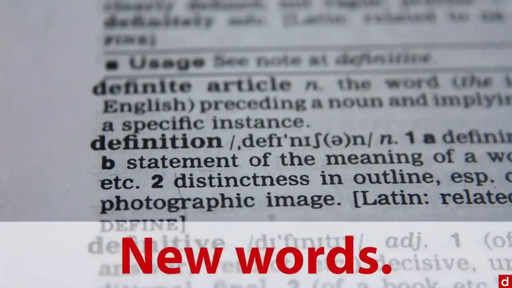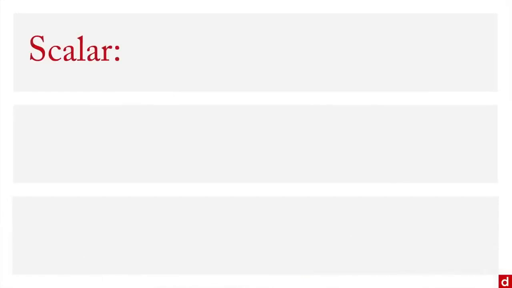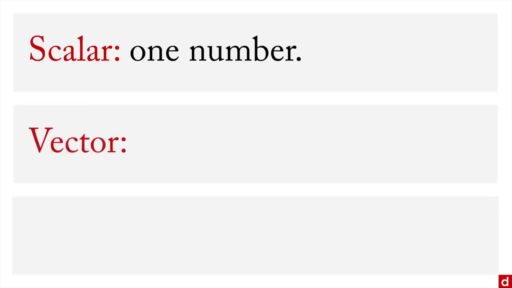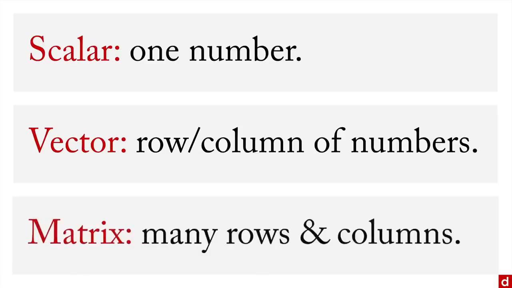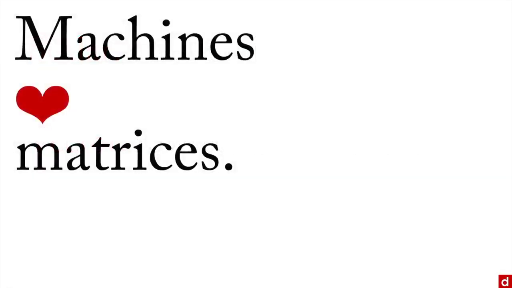Before we get started with matrix algebra, we need to talk about a few new words. Maybe you're familiar with them already. The first is scalar, and this means a single number. A vector is a single row or a single column of numbers that can be treated as a collection. That usually means a variable. And finally, a matrix consists of many rows and columns, a big rectangle of numbers. The plural of that, by the way, is matrices. And the thing to remember is that machines love matrices.